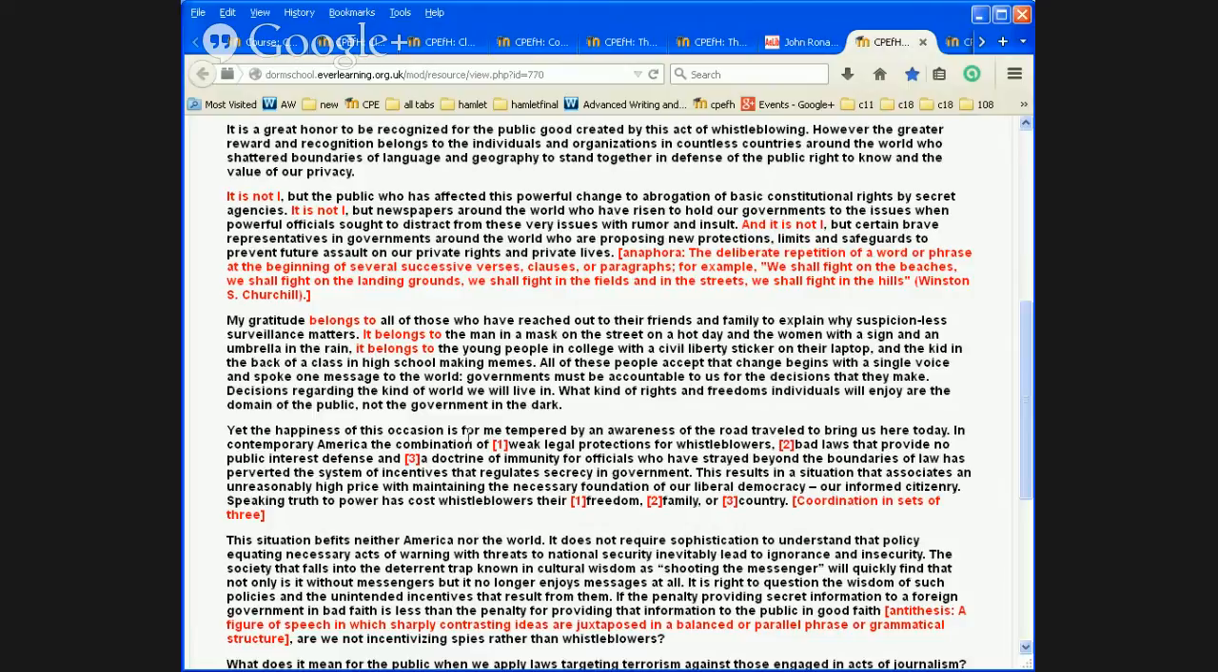Yet the happiness of this occasion for me is tempered by an awareness of the road traveled to bring us here today. In contemporary America, the combination of, and I put in the numbers here so that you can find them, 1, weak legal protections for whistleblowers, 2, bad laws that provide no public interest defense, and 3, a doctrine of immunity for officials who have strayed beyond the boundaries of law, has perverted the system of incentives that regulates secrecy in government.